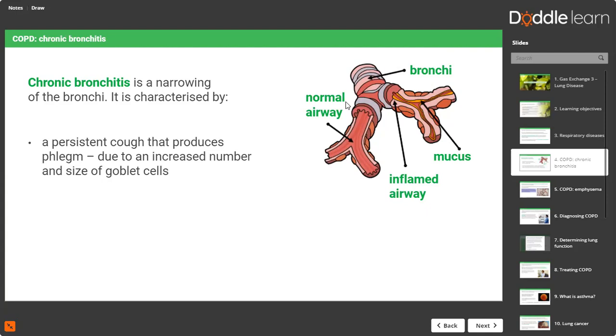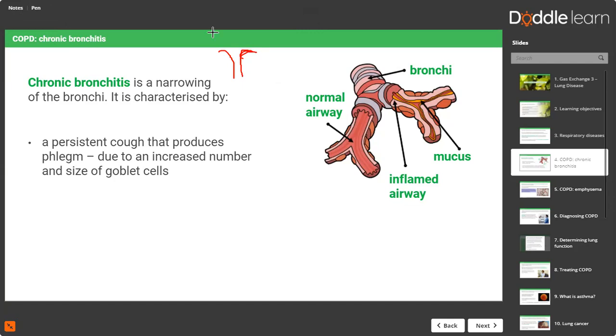Why this happens is that someone who's got bronchitis has an increased number and size of goblet cells. If you think back to when we were talking a little bit about goblet cells before, when we were talking about cystic fibrosis, goblet cells are those cells that are basically goblet shaped. Let me draw on here. They look a bit like this, probably a bit more like that. And basically they produce mucus next to epithelial cells.